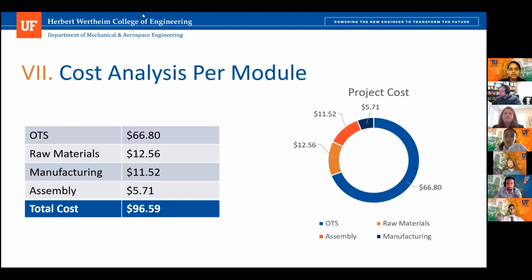Thank you, Samuel. The total cost for one module incorporates off-the-shelf raw material, manufacturing, and assembly costs. Since most of the components were off the shelf, there are only 3 components that needed to be manufactured in one heliostat. Thus, we were able to reduce the manufacturing time, resulting in a reduction of manufacturing costs. Assembly time was implemented to determine the assembly cost. Thus, the total cost for one module is $96.59, which satisfies the customer need.